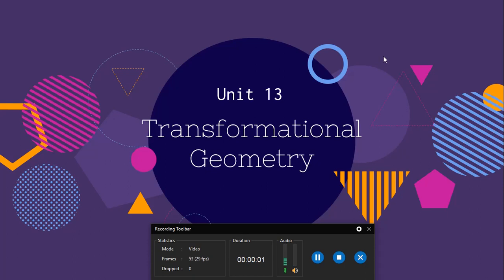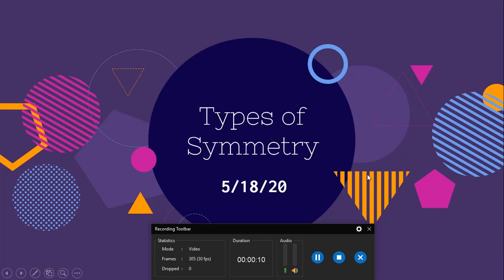Today we're going to start a brand new unit. Unit 13 is called Transformational Geometry. I think you'll find this unit a lot easier than the trig unit. Today we're going to examine different types of symmetry.